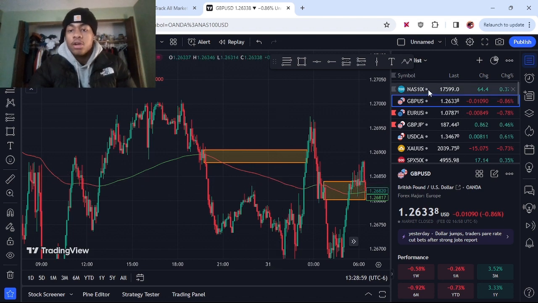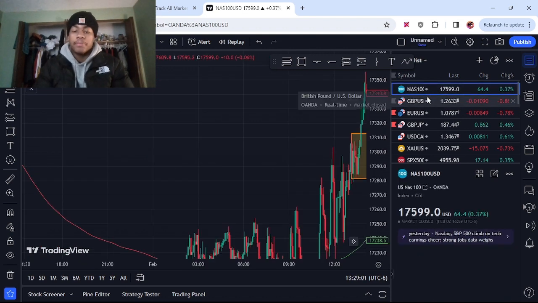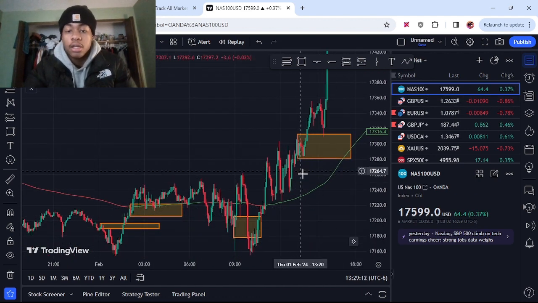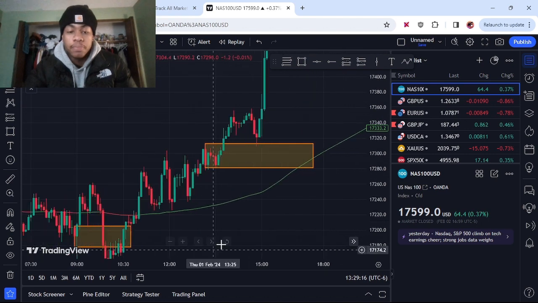So first on Nasdaq, I'm going to go over the setups that you should be taking, right? And then on GU, I have setups that you shouldn't be taking. So we're going to start off on Nas, and these are all the setups that are high probability and have a higher win rate, right?